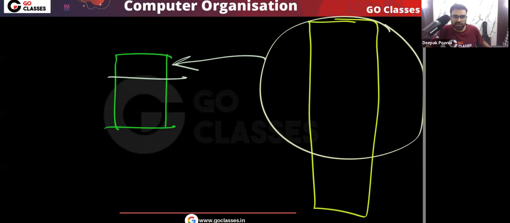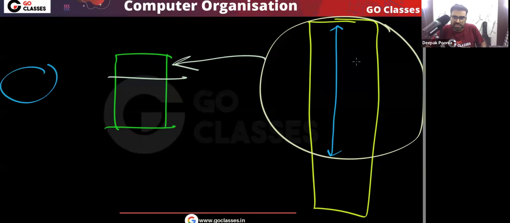But there is an advantage also. What is that? Because you are fetching a block and the block size is more, when we fetch this block to the cache memory, next time if the CPU accesses these nearby locations, there will be a hit. Yes or no? Is this point clear?